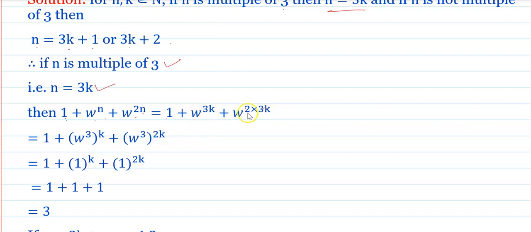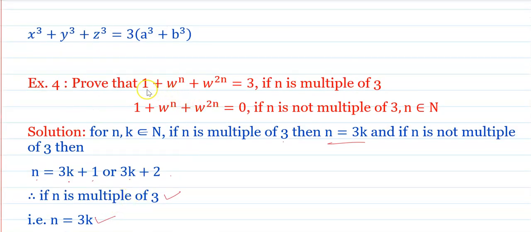You will get 6k, or you can write omega raised to 2 into 3k as omega cube whole bracket raised to 2k. या बाबतीत काय? Omega cube bracket raised to k. Omega cube is 1. 1 raised to k, 1 raised to 2k. 1 raised to k is 1. And overall you will get 1 plus 1 plus 1, that is equals to 3. And hence, if n is a multiple of 3, then the value of 1 plus omega raised to n plus omega raised to 2n is 3.